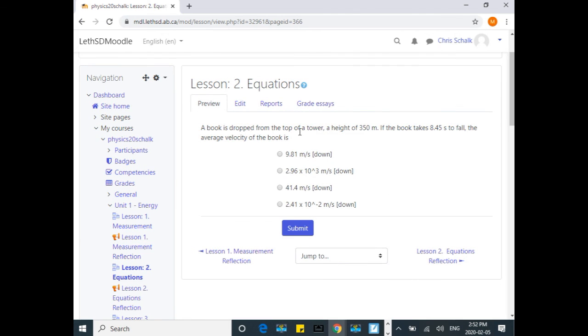A book is dropped from the top of a tower from a height of 350. The book takes 8.45 seconds to fall. What was the average velocity? Don't overthink this one. This is literally our first formula. What's the average velocity? Distance divided by time. Take 350, divide by 8.45. Ta-da!